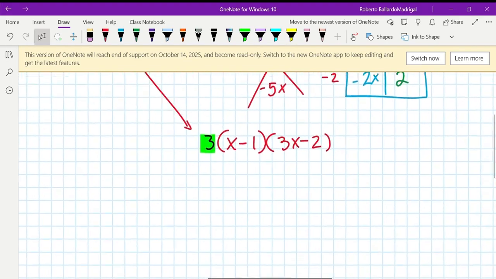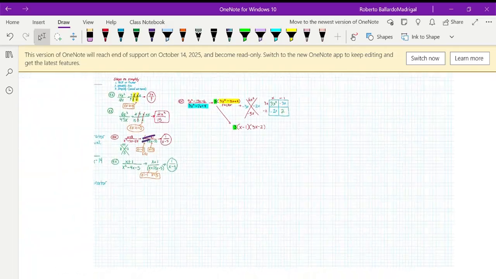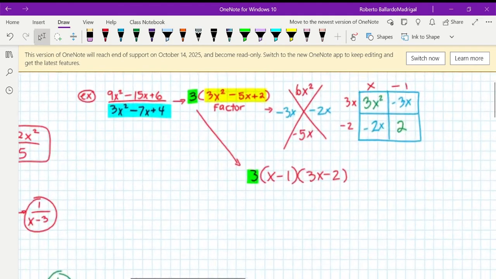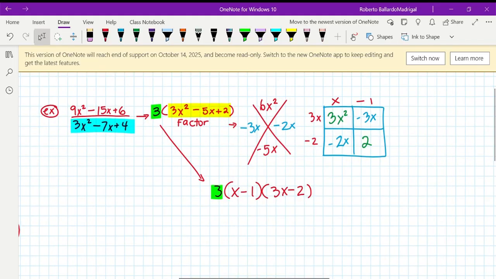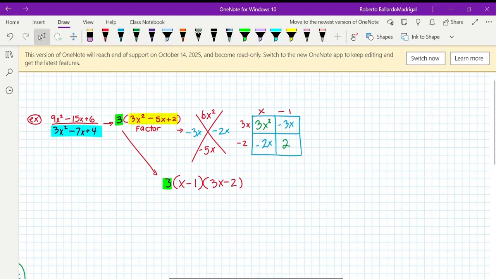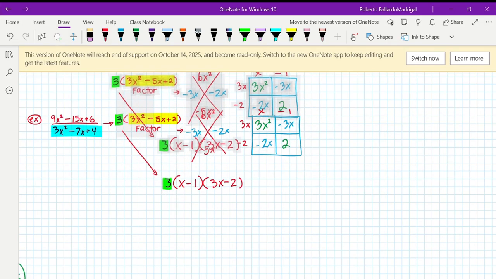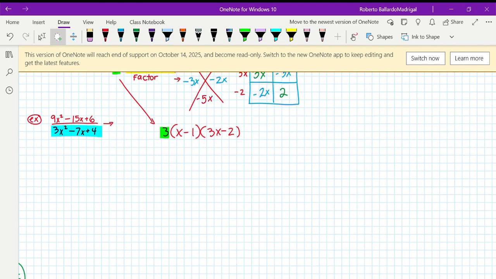Let me do that over here. Wait, let me make this pretty. I don't know, it's kind of ugly. Let me rearrange this so it's not so ugly. I'm just going to make new space, okay? Give me a second. All right, there it is.